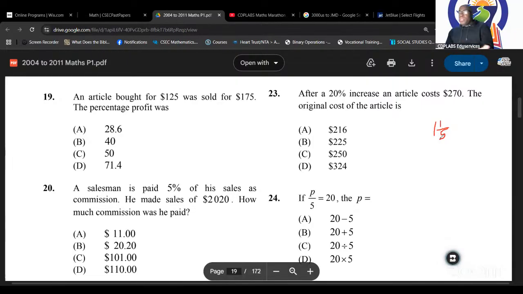So now, there's another way to explore, and when you go into the exam, you see how you can explore, right? What they are saying is that 1 and 1/5 of the original cost, let's call that A, or 6/5 rather, of the original cost would now equal $270.